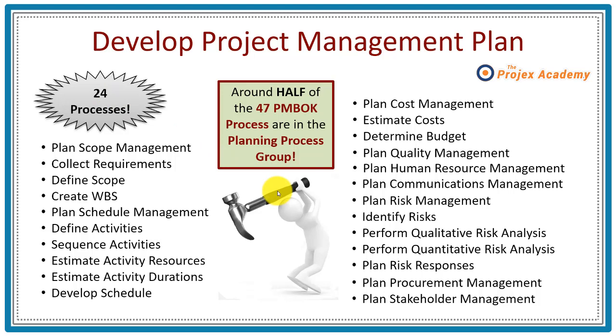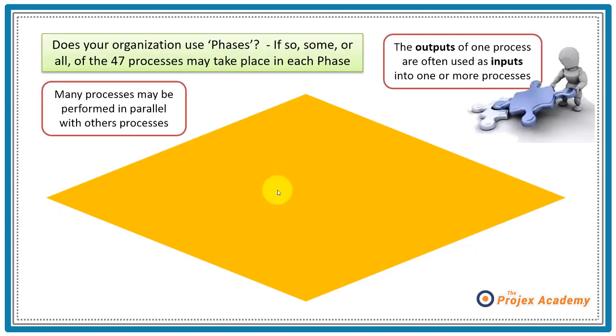So to start on our journey of demystifying all this, I want to first of all cover another topic which is often glossed over. So I want to ask you a question. Does your organisation use phases for its projects? And if so, some or all of the 47 processes may take place in each phase. So if you've got a project with 4 phases, many of these 47 processes will be used time and again within each phase.